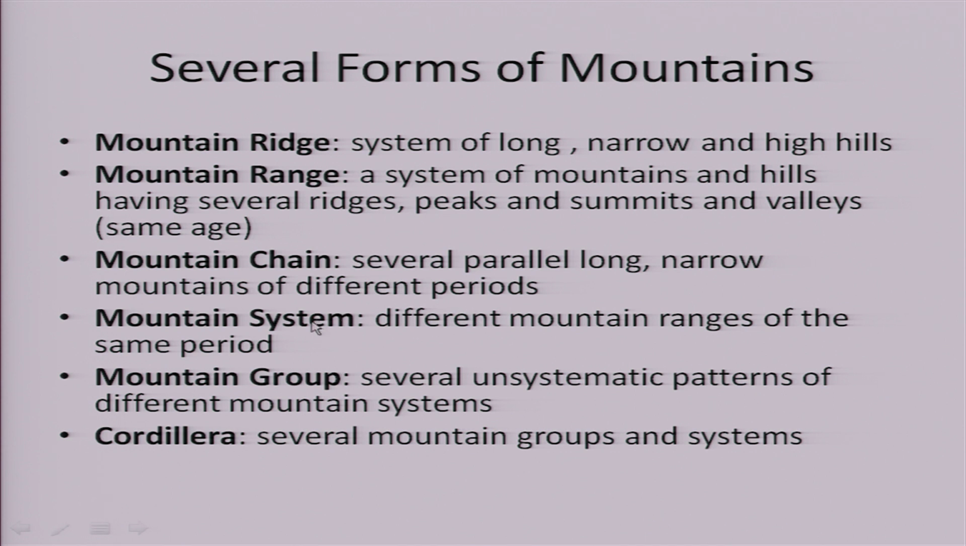So you have to differentiate between them: mountain ranges are of the same period, same age, mountain chains are of different periods. Now what is mountain system? These are different mountain ranges of the same period, and mountain groups are several unsystematic patterns of different mountain systems, and cordillera are the most complex ones, that is the several mountain groups and systems forms cordillera. That means in a cordillera you will find several mountain groups, chains, systems, ranges, etc.